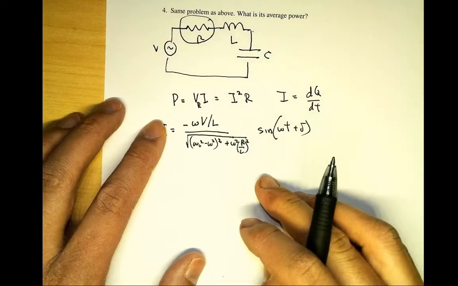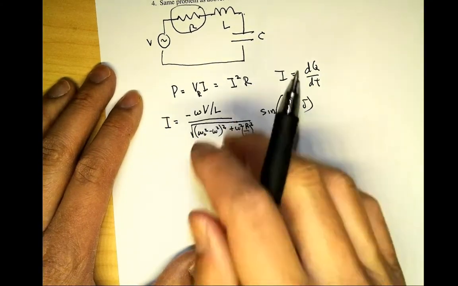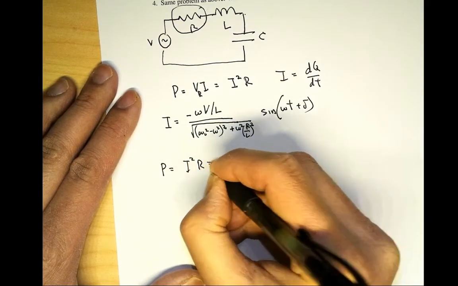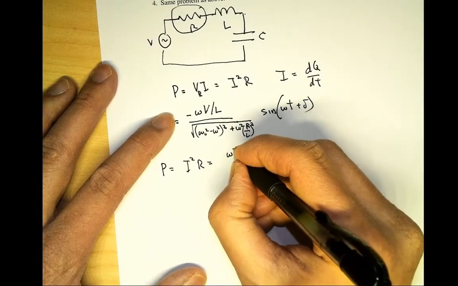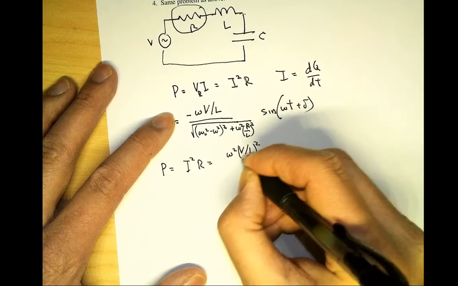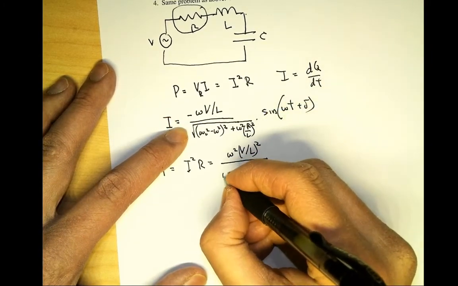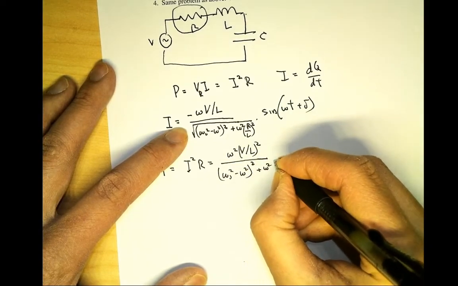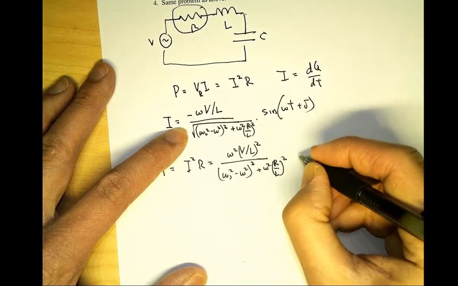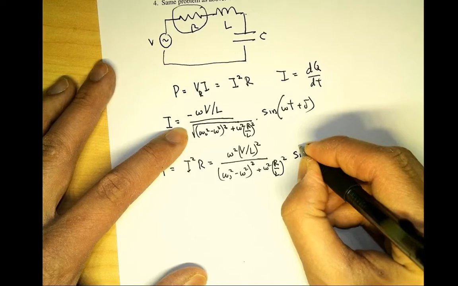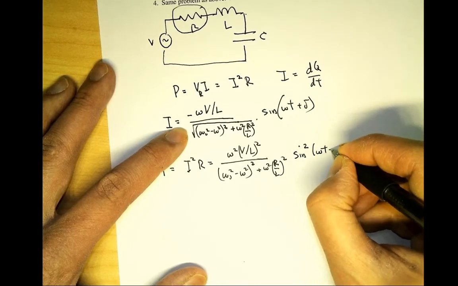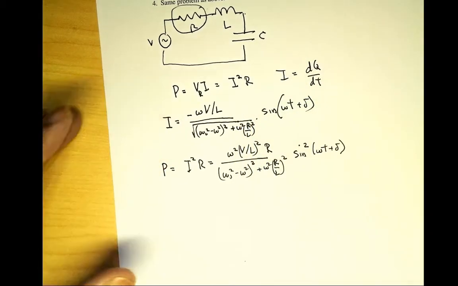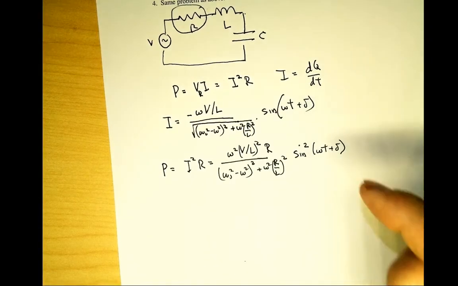And I want the average power. So let's plug this in. The instantaneous power is just going to be I squared times R, which, if you plug this entire thing in, is omega squared V over L, entire thing squared. The square kills that square root, so that's omega 0 squared minus omega squared, entire thing squared, plus omega squared R over L, entire thing squared again. And now this is a sine squared of omega t plus delta, multiplied times R. So let's bring the R right there. There's my R.